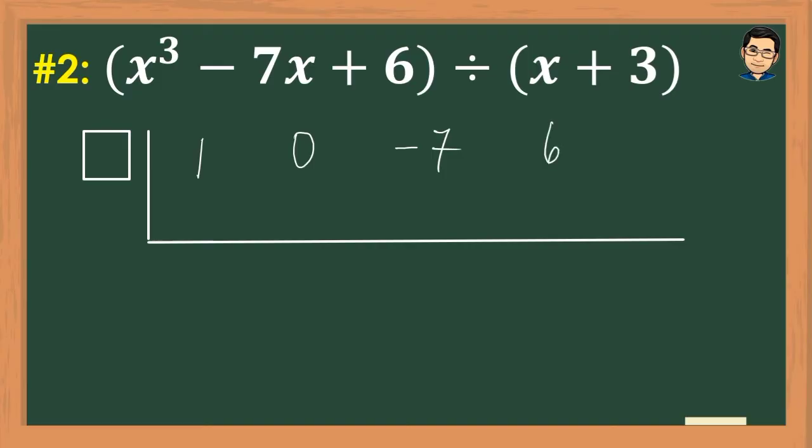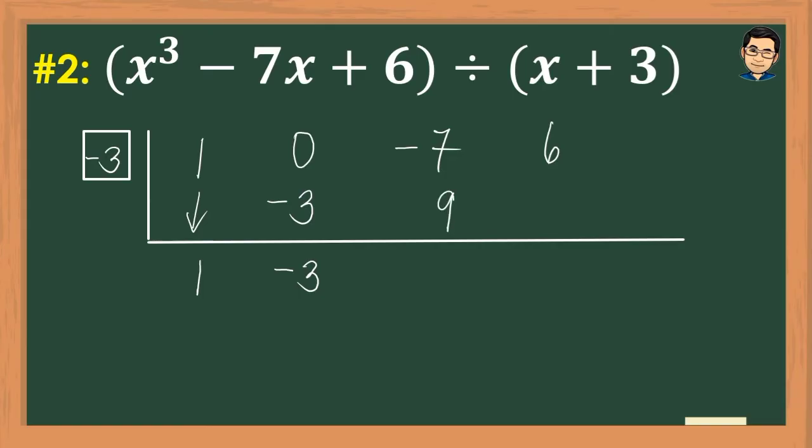And then, x plus 3, yung kabaligtaran ng positive 3 is negative 3. So, don't forget, kunin nyo yung kabaligtaran ng r. Okay, so kung positive yung given, yung operation, magiging negative. Kung negative naman, positive. So, let's start. Bring down lang natin yung 1. And then, 1 times negative 3, that is negative 3. Next, we add 0 plus negative 3. So, negative 3. And then, negative 3 times negative 3, that is positive 9.